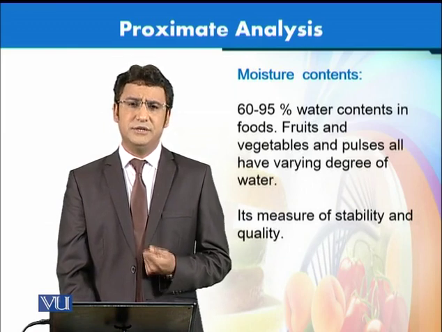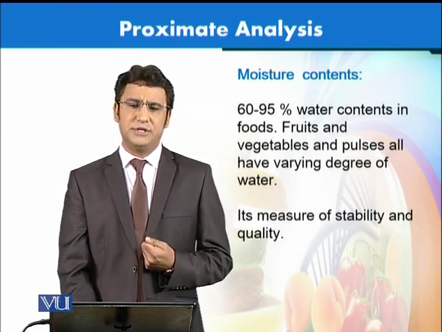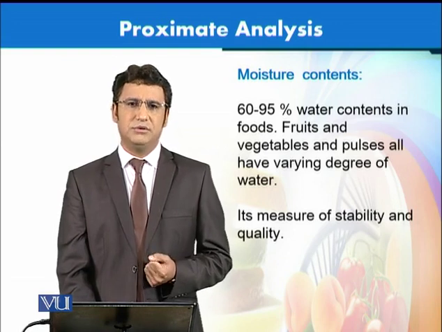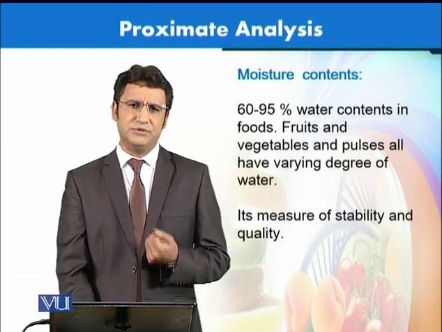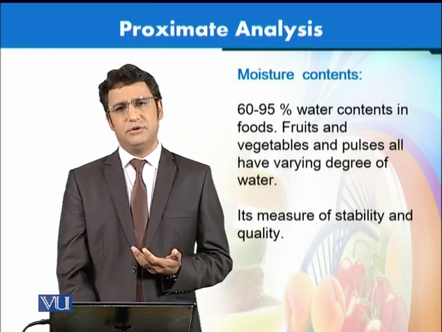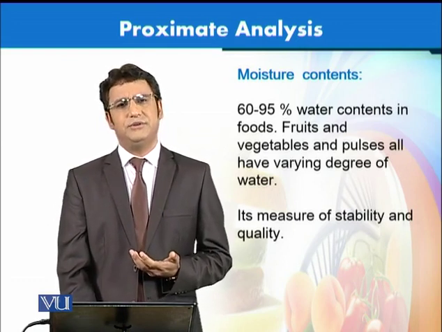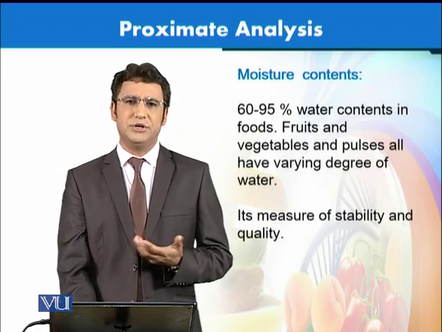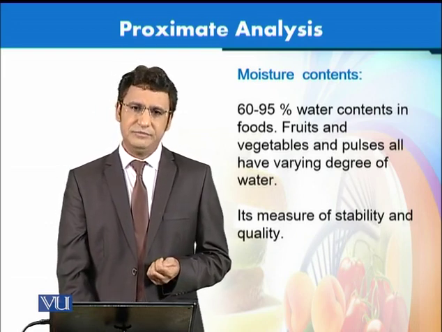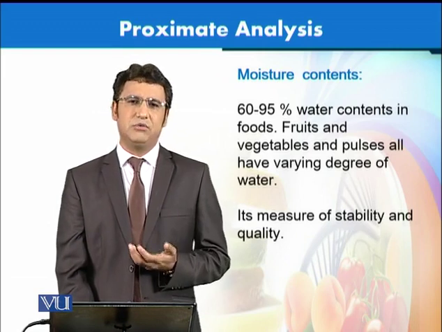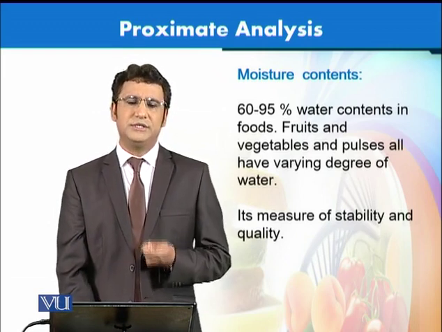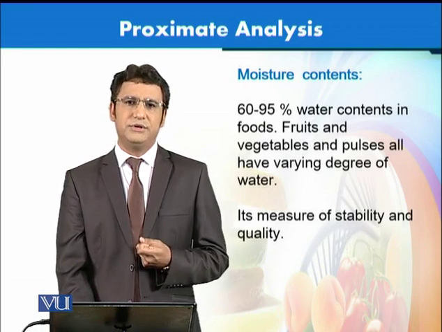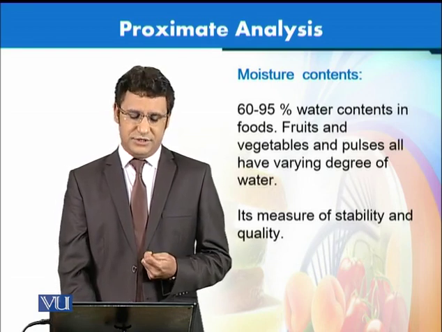Moisture content is another important element of proximate analysis. Every food has a particular amount of moisture present, like fruits and vegetables might have a higher amount of moisture as compared to pulses or dried milk, where the moisture content is not very high. It measures the stability and quality of food. So this term, moisture content, is very often used for a variety of reasons in food analysis.